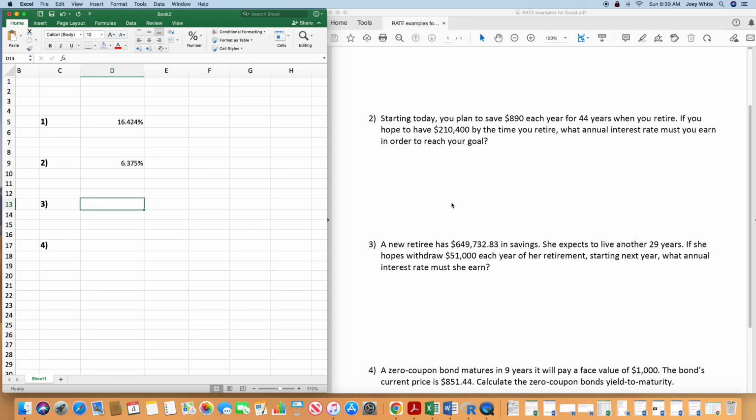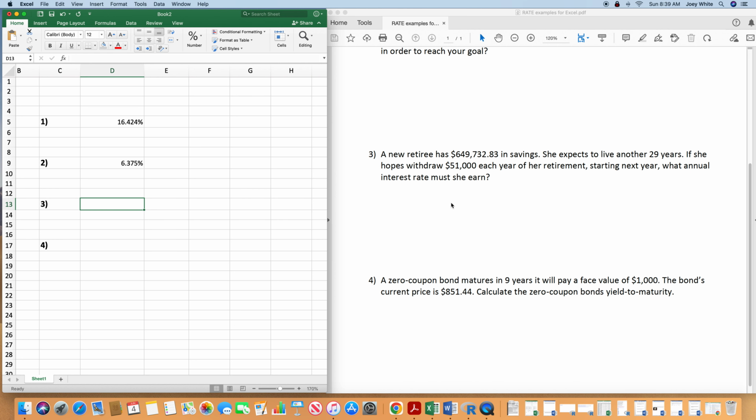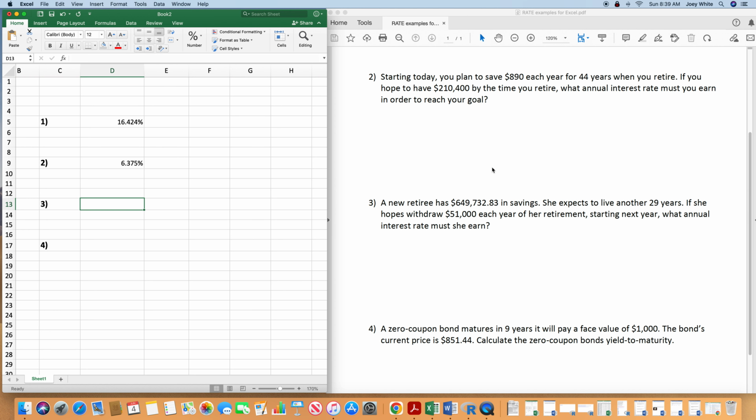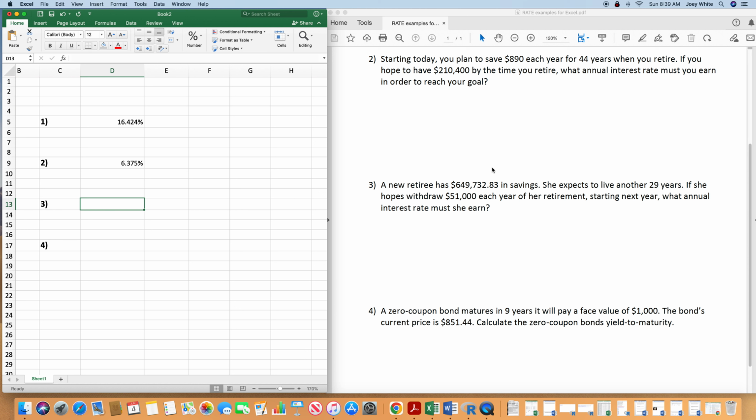Okay, number 3. So a new retiree has $649,732.83 in savings. She expects to live another 29 years. If she hopes to withdraw $51,000 each year of her retirement, starting next year. So this is an annuity. $51,000 is being withdrawn each year. All right, so that's a positive flow into her.